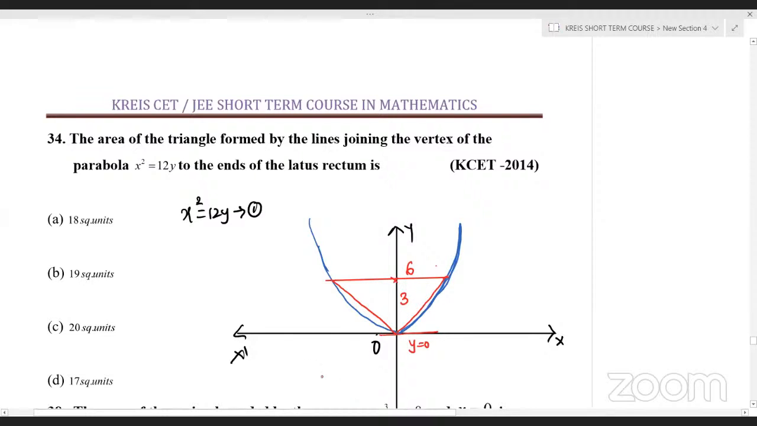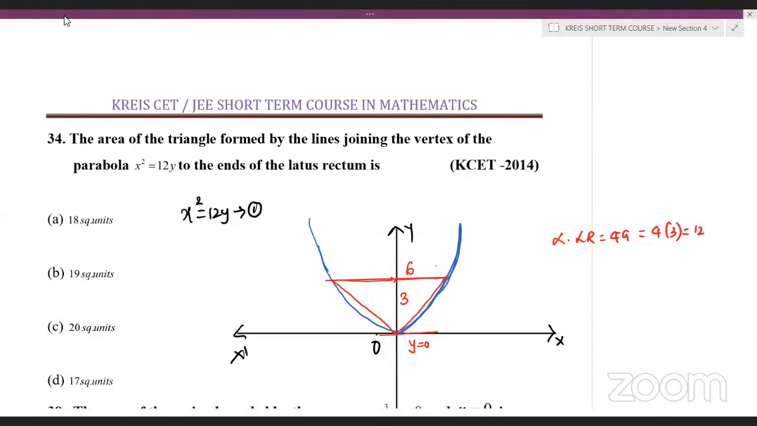Now obviously this is the length of the latus rectum, you can observe, right? So this is going to be the length of the latus rectum from here to here and here to here, right? So the length of the latus rectum is always 4a. That 4a is given by 4 into a, which is 3, so it is 12. So half length is going to be 6, right?